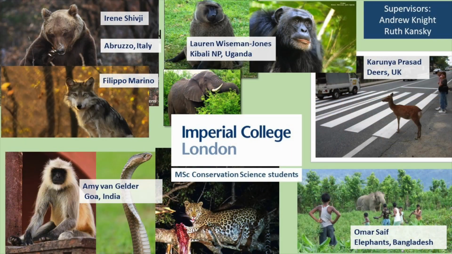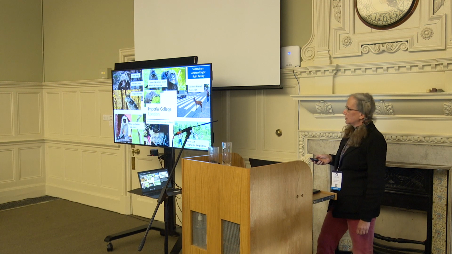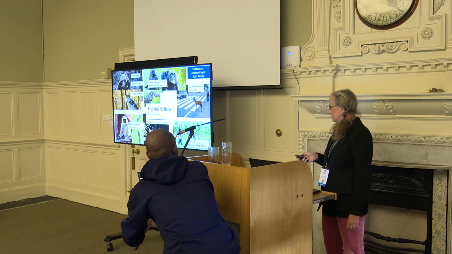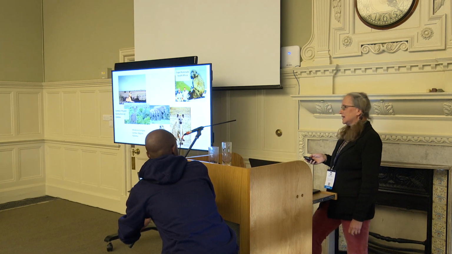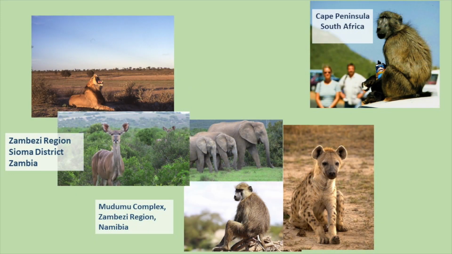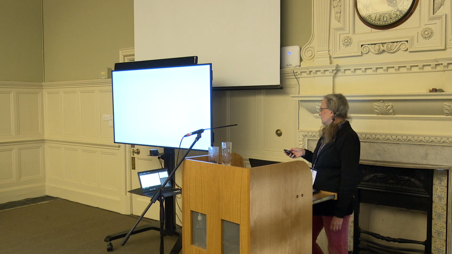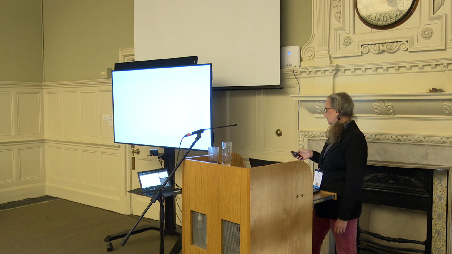So these are the students from Imperial College in the UK that have applied the model. And I'd just like to acknowledge them, with Dr. Andrew Knight, who is co-supervising them with me. And then these are the case studies that I've applied in South Africa and Namibia and Zambia. So altogether we have 23 case studies, and you'll see that some species have been applied in different countries as well. So I'll just go through the model now.